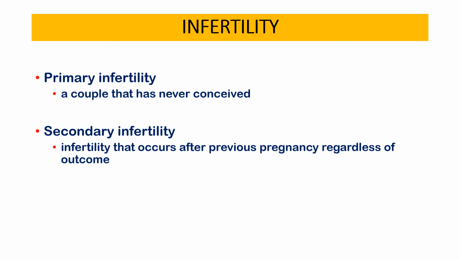That pregnancy can culminate in a healthy baby, or it can be an abortion, but after that outcome, the couple is unable to conceive for the second time, third time. But the time duration is the same, as you have seen, 1 year and 6 months remains the same.